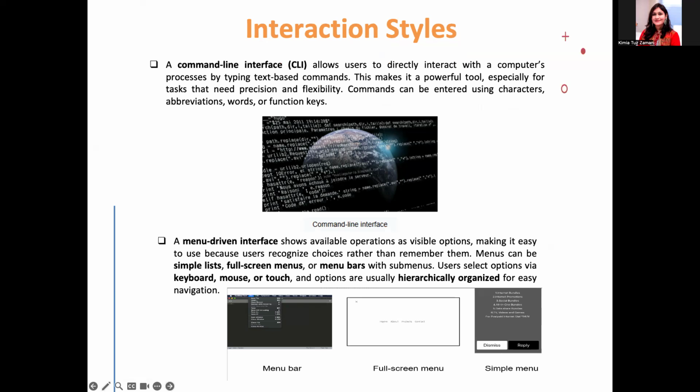Command line interface or CLI is powerful, but it's very geeky. It allows users to directly interact with the computer's process by typing text-based commands. And then menu driven interfaces, they are very easily recognized. It shows available operations as visible options, making it easy to use because users recognize choices rather than remembering them.